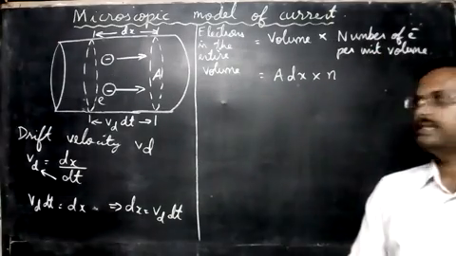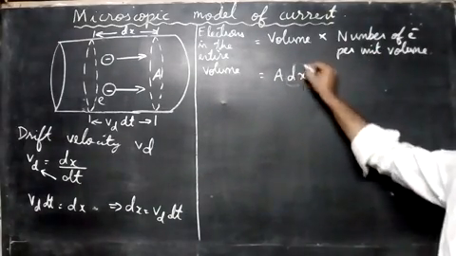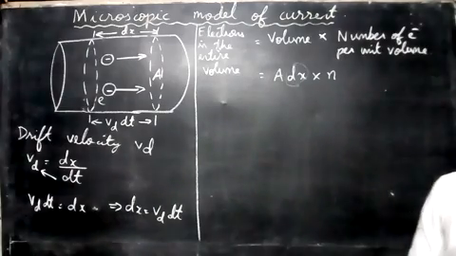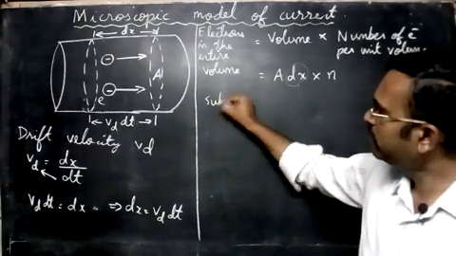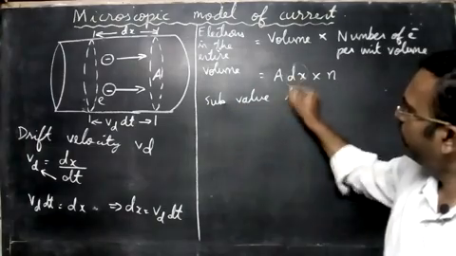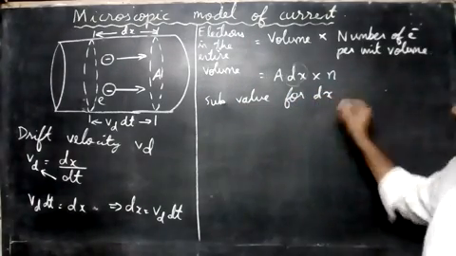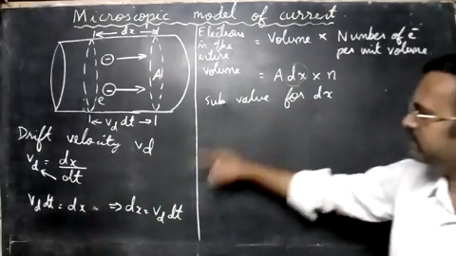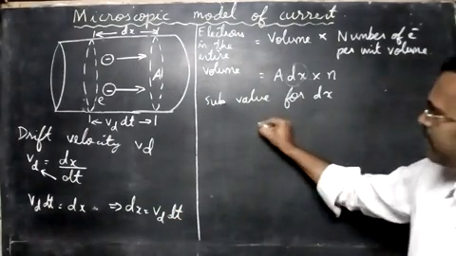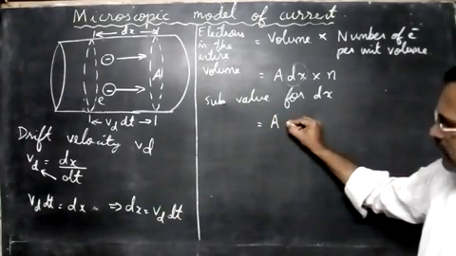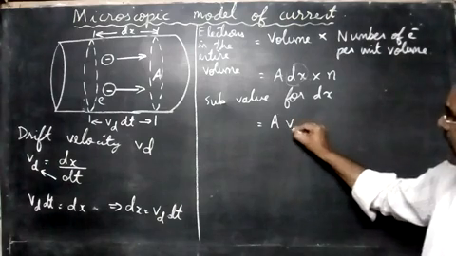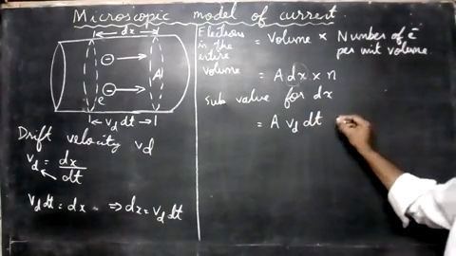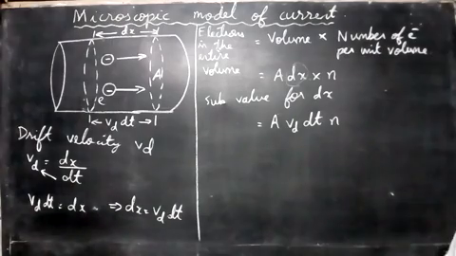Now the term dx is there. Let's substitute the value for dx. Substituting the value for dx, instead of this you write here, so we get A into Vd into dt into n. This quantity we get after substituting.